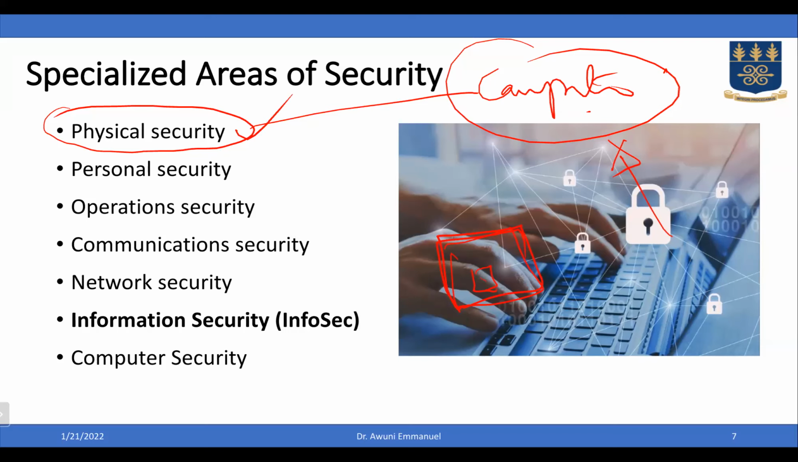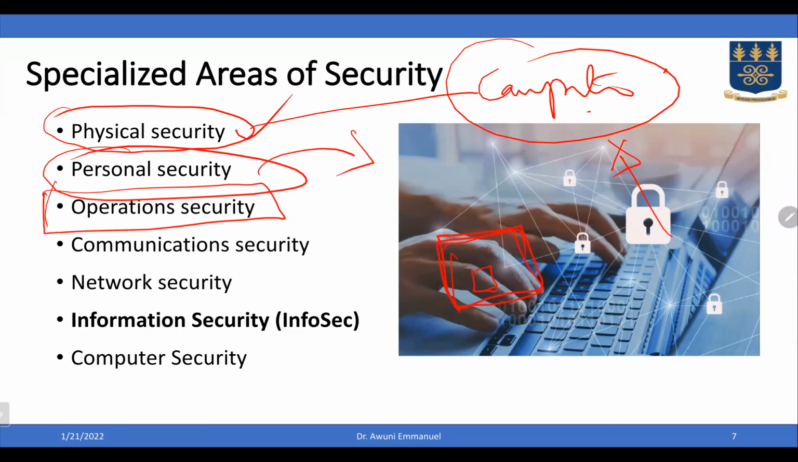Personal security is also very important when it comes to protection of information assets. You should be able to protect yourself in a way so that you do not carry whatever issues you have into the organization. And then we have operations security. That one is the protection of the details of an organization's operations and activities. So day-to-day activities and operations within the organization, you need to ensure that they are also highly secured. Then we also have communication security.